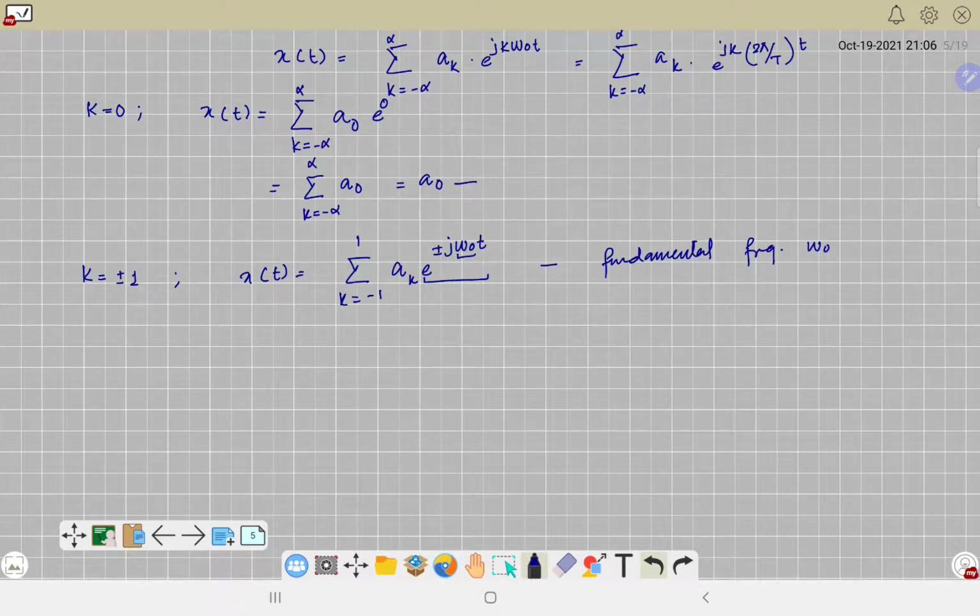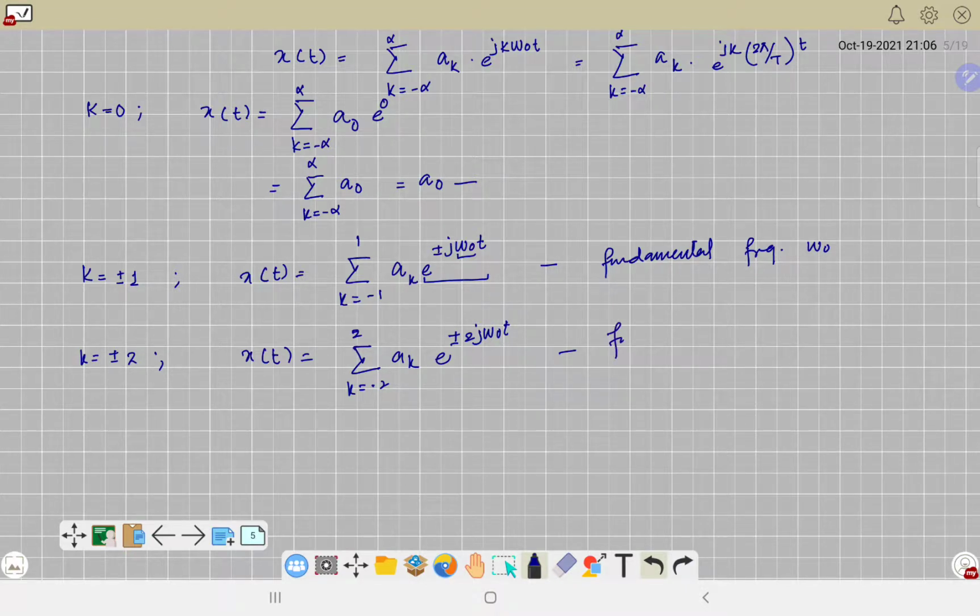Then again, if you take k equal to plus minus 2, you will have an exponential x of t wherein the summation will run from minus 2 to plus 2. We're not interested in the summation. We're basically interested in what kind of exponential we'll have.